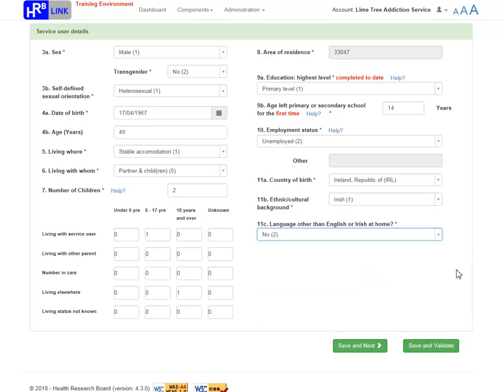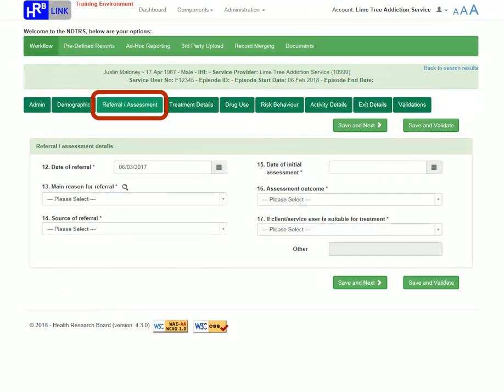A new question on language spoken at home other than English or Irish has been included. Information garnered from these questions should assist with planning services for new communities. If you believe a language other than English or Irish is spoken at home but are unable to determine what that language is, then select 99 Not Known.